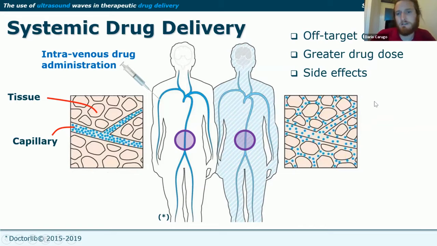Another important aspect to consider is that the transport of drug from the capillaries into the surrounding tissues in this particular way of administering drugs is driven by diffusion predominantly. Diffusion is a mechanism of transport that follows the concentration gradient or the concentration difference. So the drug will move from regions of high concentration to regions of low concentration, but it's not a very effective way of delivering drugs.